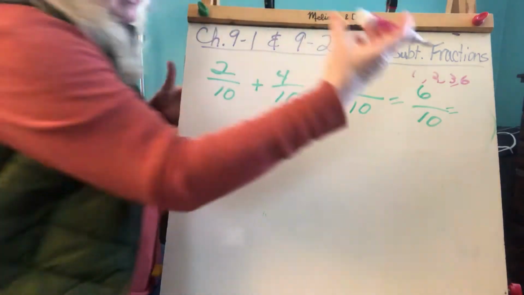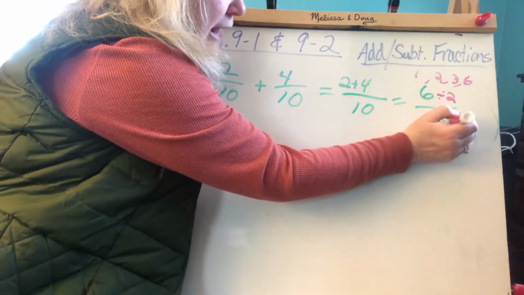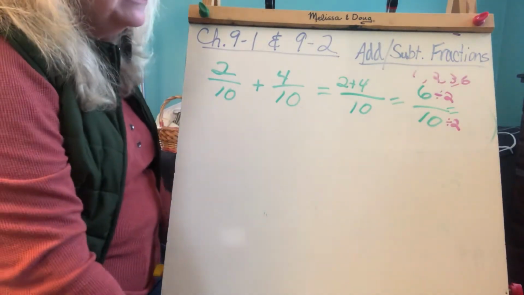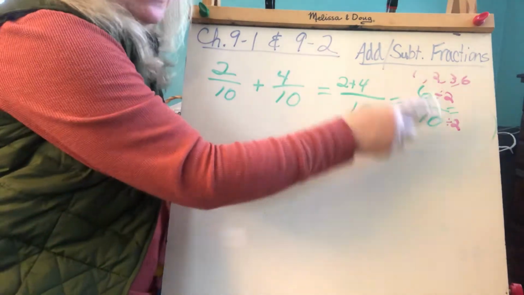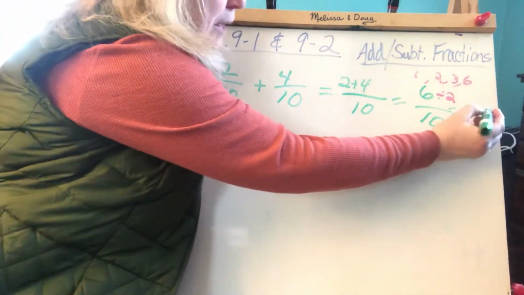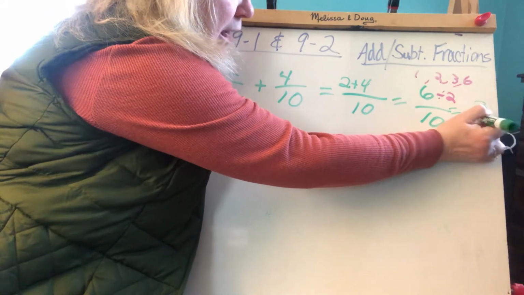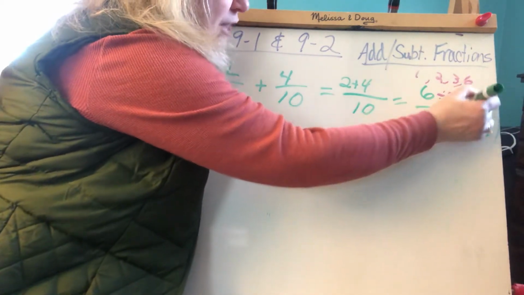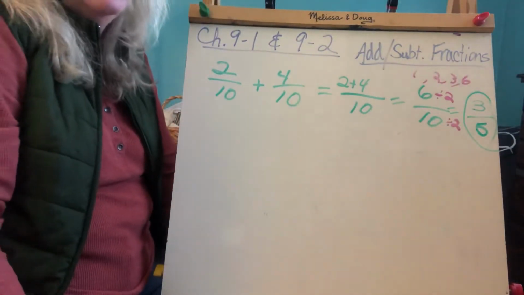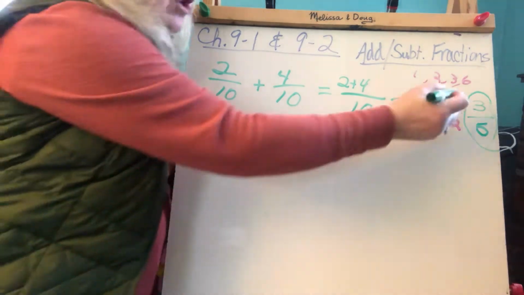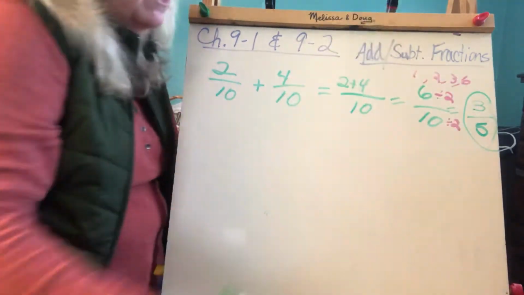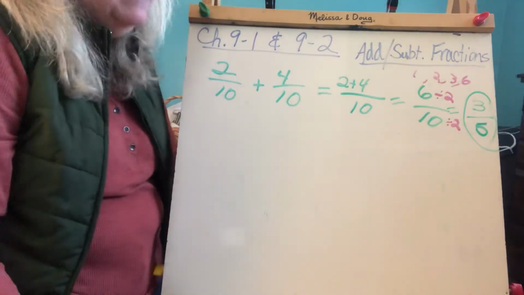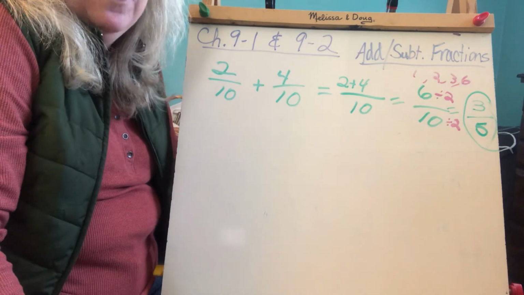So if we divide the numerator and the denominator by the same number, it has to be the same number, and you want it to be the largest number that'll go into both of them evenly. 6 divided by 2 equals 3, and 10 divided by 2 equals 5. Now your fraction is in simplest form because there is nothing else besides 1 that will go into 3 evenly and also go into 5 evenly. The factors of 3 are 1 and 3, and the factors of 5 are 1 and 5. So it's in simplest form.